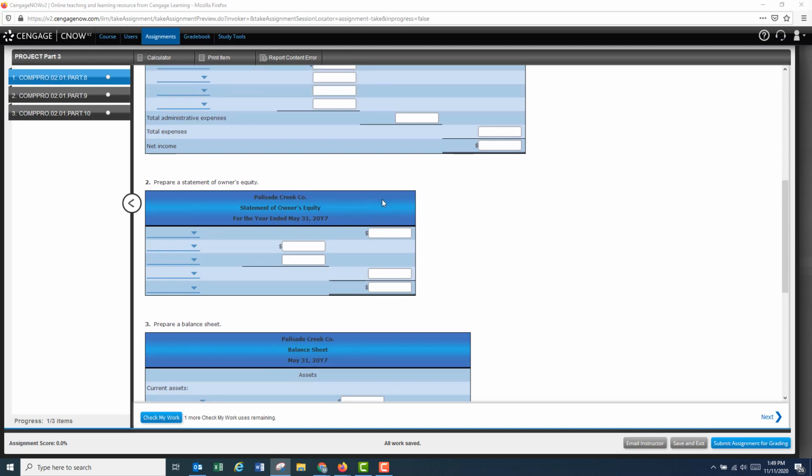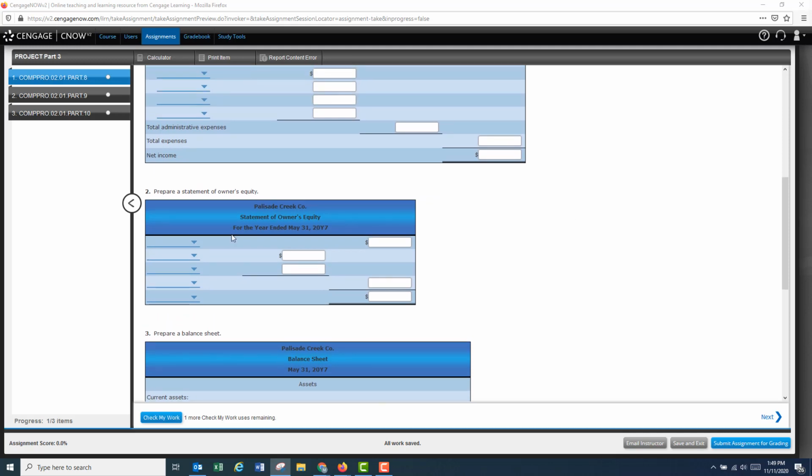Here's the statement of owner's equity. How do you do that? Remember the 5 components of the statement of owner's equity: the beginning balance, and then what do you add? Additional capital, right? Then net income. Well, you have to see what is being asked here. This is definitely the beginning balance, so get that. Where does the beginning balance come from?